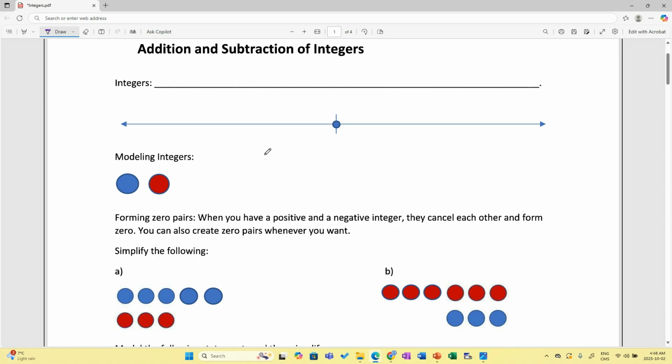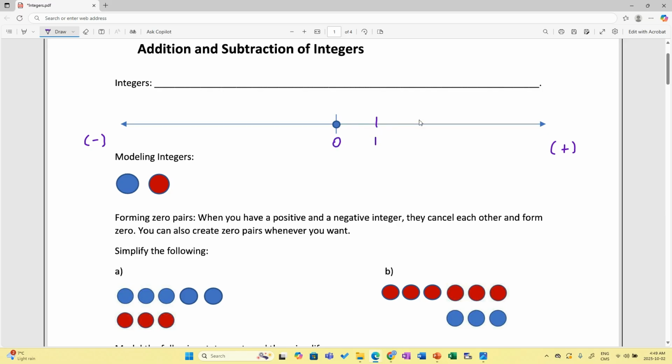Hi class, in this video we're going to be talking about adding integers. Just as a review, this is a number line here. As you move towards the right side, you become more positive. As you move towards the left side, you become more negative. 0 starts in the middle.